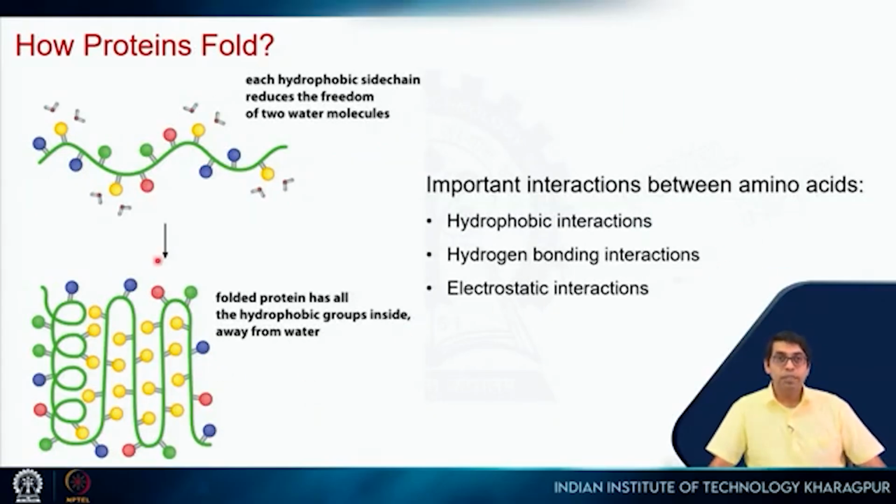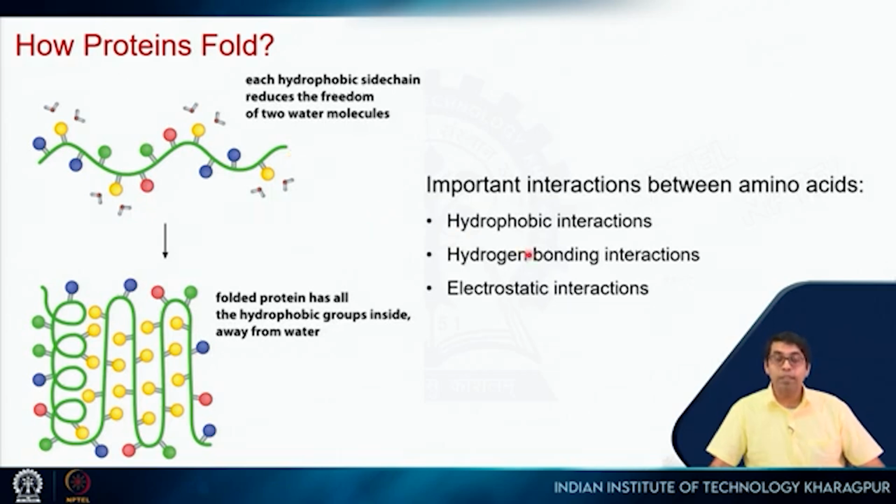So what stabilizes this final folded form? These are the few important interactions which stabilize the folded form of a protein. There are hydrophobic interactions. We have already seen that there are hydrophobic amino acids, which have aliphatic side chains or aromatic side chains. They form hydrophobic interactions, and it turns out that these hydrophobic side chains go inside the core of the protein because they do not like to interact with water. Then there is the hydrogen bond.